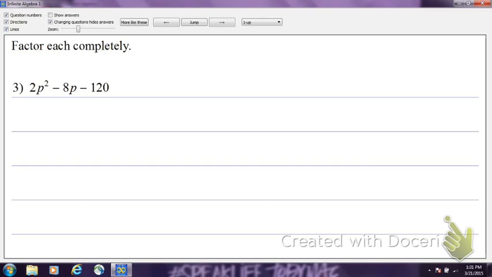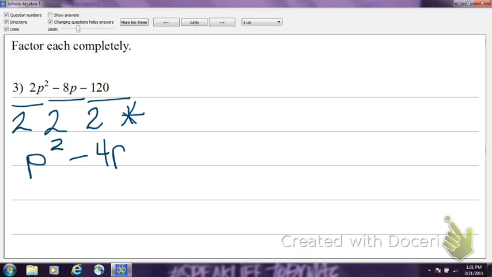So since all of this actually divides by 2, we're going to be able to take 2 out of each term, and then we're going to save that 2 for later, and we're just going to go ahead and divide. So we get p squared minus 4p minus 60. Now we have a basic factoring, and we're going to come back to that 2 at the end.